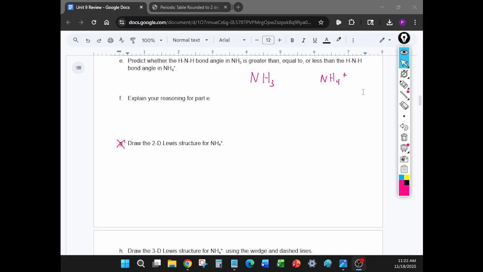So let me just draw these structures for you real quick. I'm going to draw it 3D. If you did it 2D, that's totally fine. But NH3 is going to look like this. You got N as a central atom. You got lone pairs. And then you got hydrogens attached to it. Everybody good? Okay. Again, if you did it 2D, that's fine as well. All right, NH4+ is going to have everything connected to nitrogen. So it's going to look something like this right here.